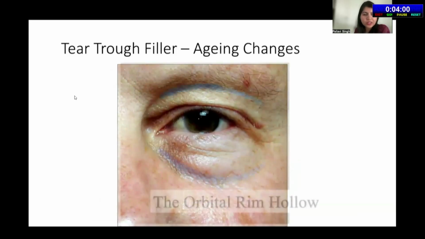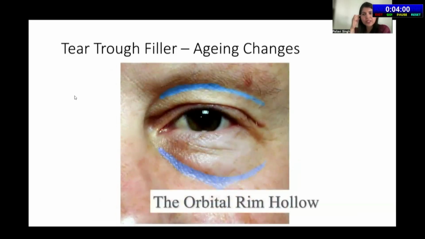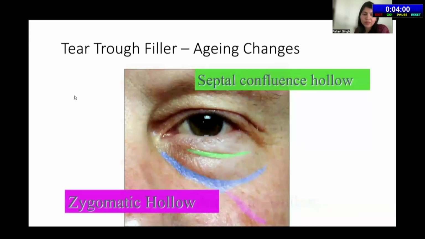The orbital retaining ligament is present inferiorly, but it extends all over the eye, and you have that hollowing all over, 360 degrees in the face as the face ages, but we notice it more inferiorly. In this area, you also need to understand that there are two troughs. One is the septal confluence hollow, which is superior, just below the orbicularis, and then you have the zygomatic hollow, which is below the orbital fat prolapse.